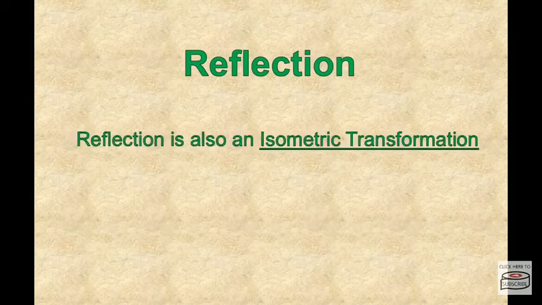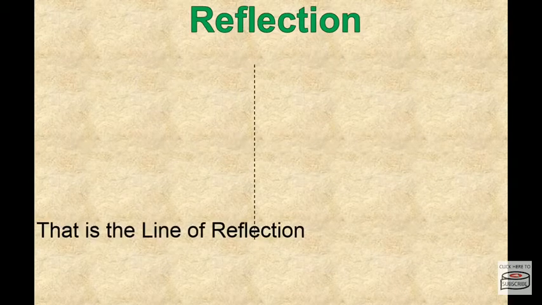The next transformation is reflection. Reflection is also an isometric transformation. In other words, it's the same starting out as it is finishing. The figures are congruent. So let's look at an example of reflection. Here's a line. We call this the line of reflection. All right? And that line can be outside of a figure, it can go through a figure, or it can be kind of on the edge of a figure.